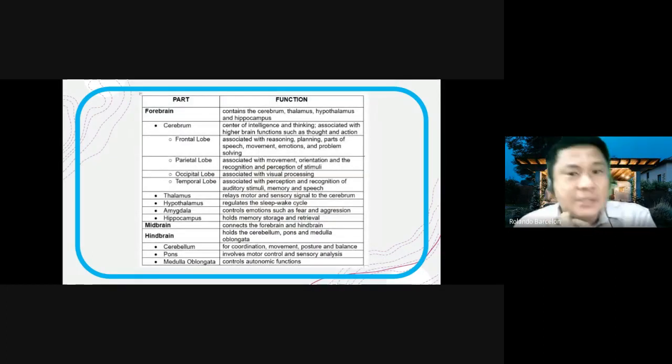Then for your intelligence, thinking and intelligence, which part of the brain? Cerebrum. Yes, that's the cerebrum. Okay, the memory center of your brain?